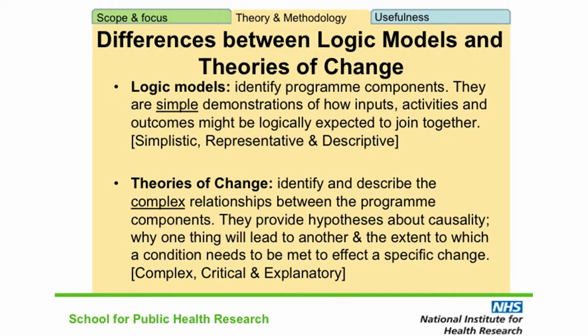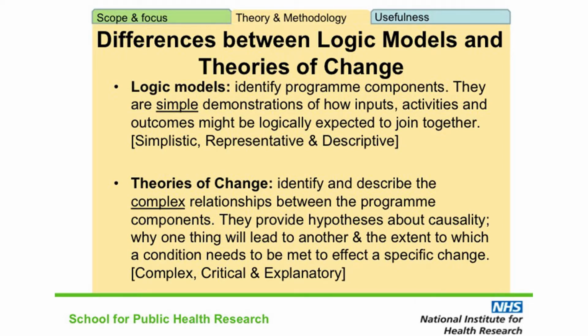They talk about why one thing should lead to another and demonstrate the extent to which a condition needs to be met in order to achieve or affect a specific change. So in summary, logic models are simplistic, they're representative and descriptive, and they can be quite useful ways to get fairly complex programs across to people to understand what the elements are. Theories of change, on the other hand, are more complex, they're more critical and more explanatory, and can be used as a really effective tool to start to understand your intervention or your program and to develop an evaluation that fits it.